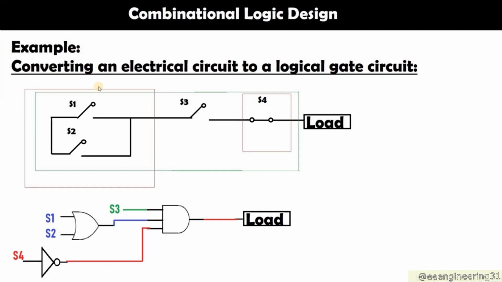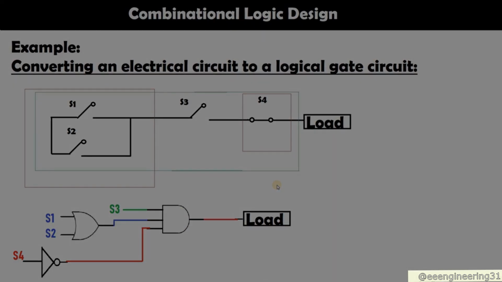So let me sum it up. First, you analyze what OR gates you have. And then you analyze all the dependencies that you can see. Here we have S4, S3, and this whole OR gate is combined to one line, right? So we have 1 line, 2 lines, 3 lines dependent on each other. So we have a 3-lined AND gate. Then we check what kind of NOTs we have. We have only 1 NOT gate right here. So we just put it at the input, and then we connect the output to the load.